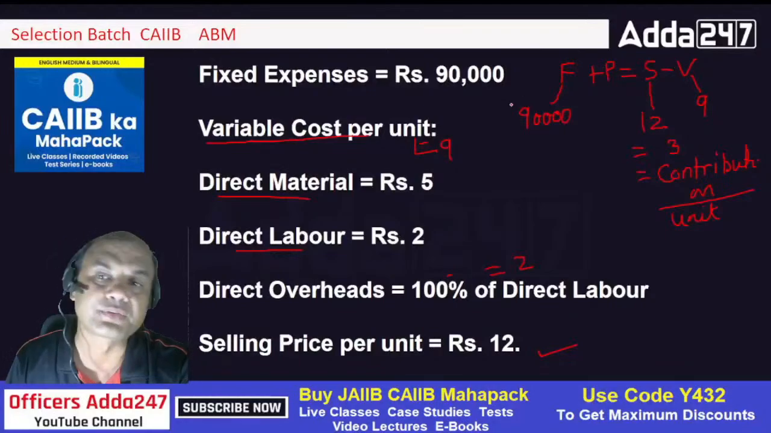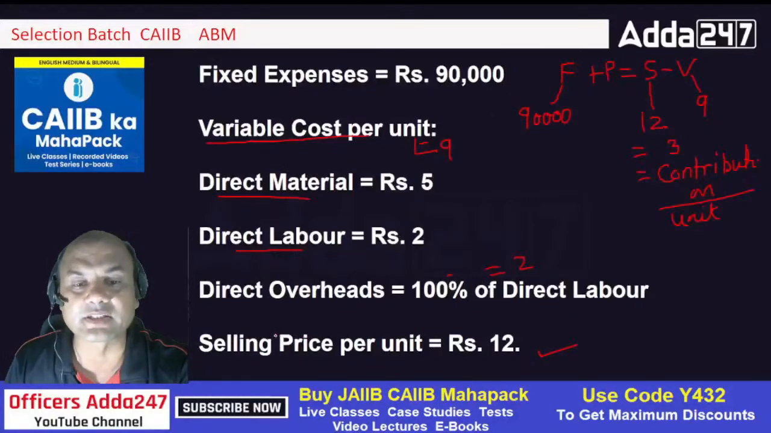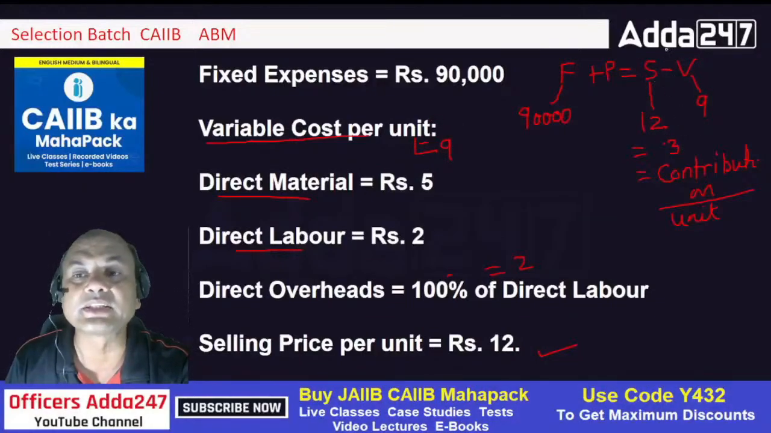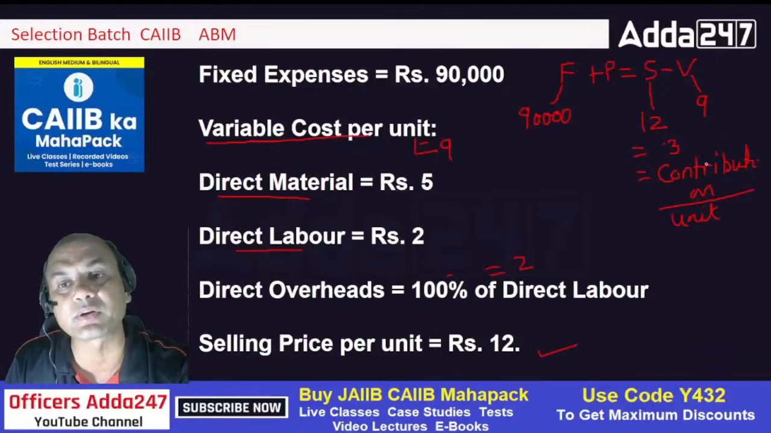So what is given? The selling price is given as 12. So 12 minus V. What is V? I have got this V just now, 9 rupees. So 12 minus 9 is 3 rupees. This S minus V is known as contribution. Always remember, contribution per unit.